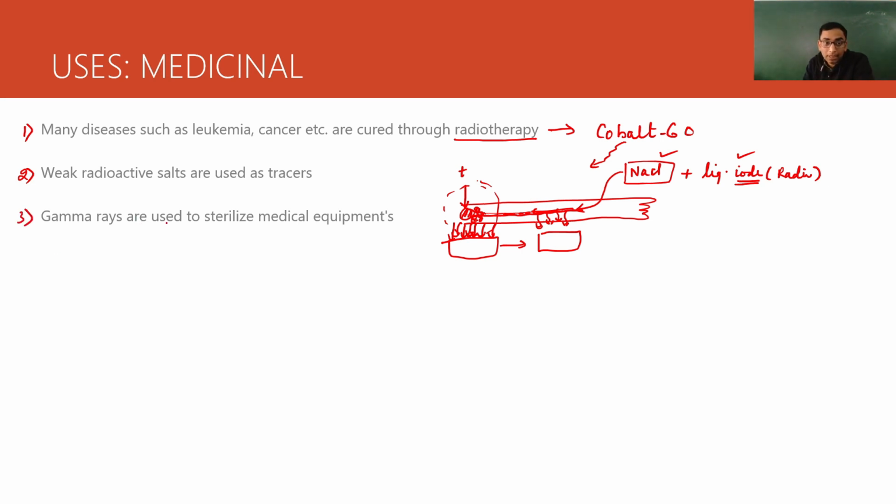Since gamma radiations are very efficient in killing cancer cells, they are also used to sterilize medical equipment, because they can kill any bacteria or viruses on the surface of the medical instruments. Before performing surgery, the doctors need to be very careful that the instruments they are going to use are very much sterilized, otherwise they may cause infections. So gamma rays are used to sterilize those medical equipments also.